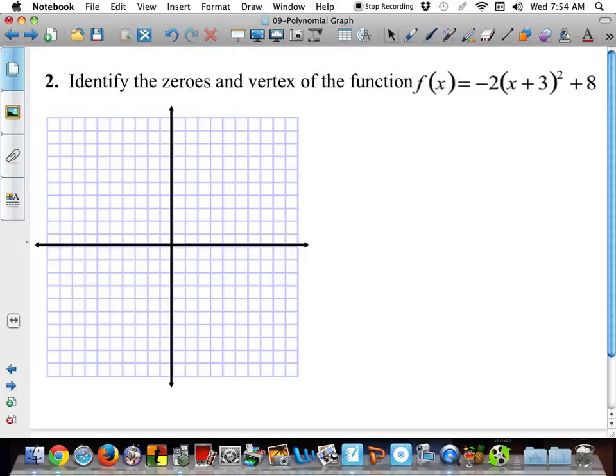Moving on to number 2. For number 2, what we're going to do is, again, identify zeros, the vertex, and sketch a graph.